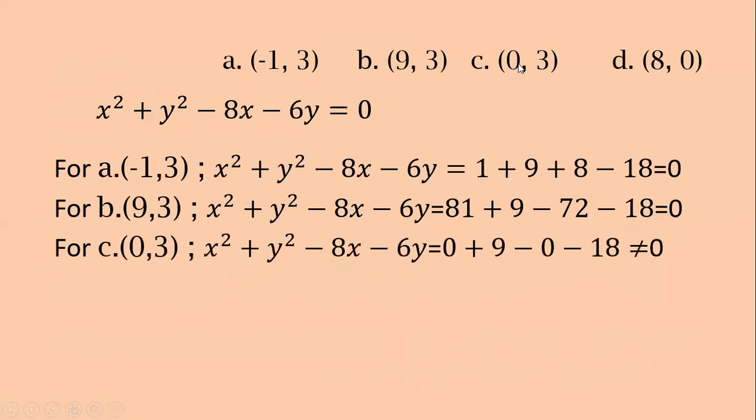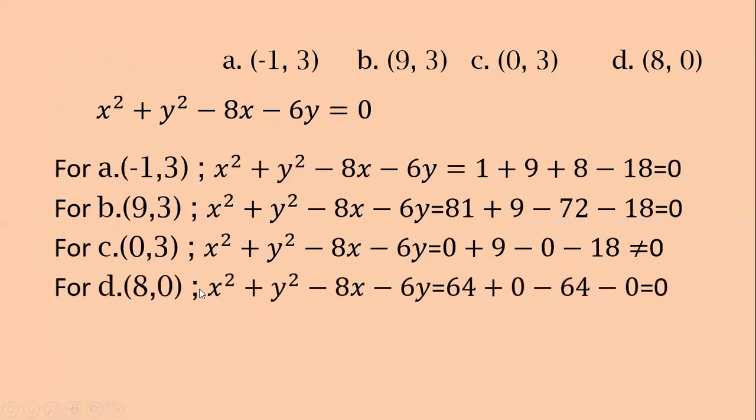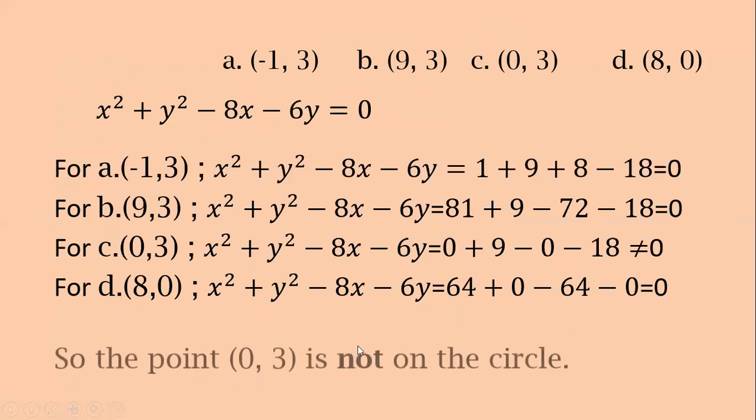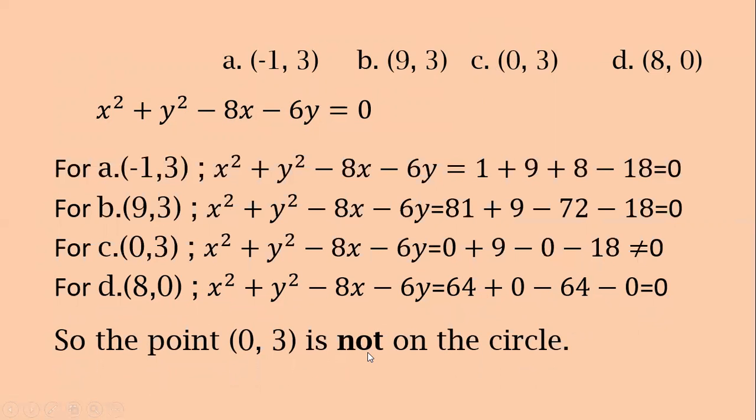Now see point 0, 3. This is 0. This is 9. This is 0. This is minus 18. So this is minus 9 and this is not equal to 0. So we have got the point. 0, 3 is not on the circle. Same goes to D. After calculation, if we get 0, so D is also on the circle. So finally, we can decide 0, 3 is not on the circle.